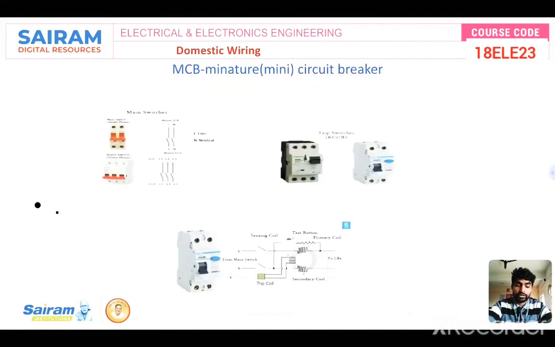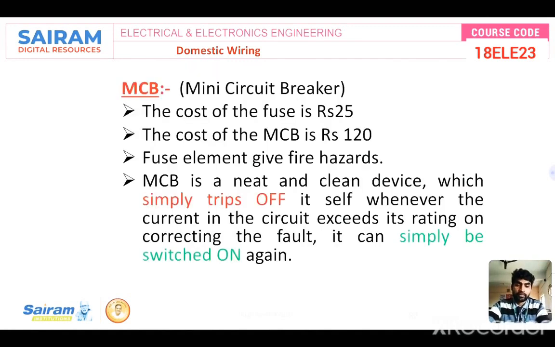And this is the MCB, mini circuit breaker or miniature circuit breaker. Different kinds of MCBs are used from the electrical point of view. In the laboratory also we have this type of MCBs. A fuse costs around 25 rupees, but an MCB costs 120, but it is safe, it is free from hazards, and it looks good. Fuse elements give fire hazards, okay. An MCB just trips off and then you trip it on. You can do manual operation also, okay.